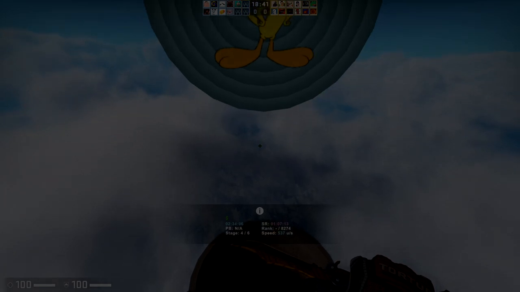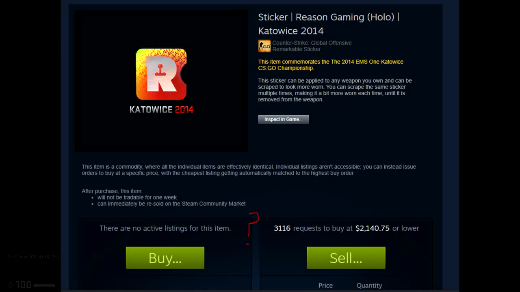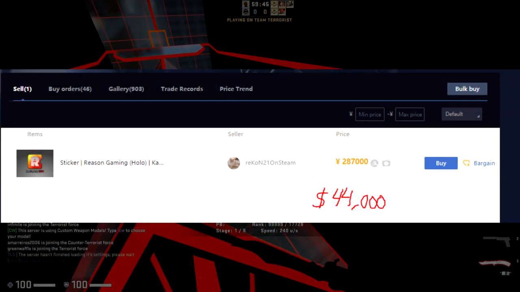Now, if we go ahead and check out the supply of Reason Holos on the overall marketplace, we can start by looking at Steam, where obviously there are no Reason Holos because they're way past the price limit of a sell order. But on third-party marketplaces like Buff, for example, we actually do see that there is one Reason Holo being sold on Buff.